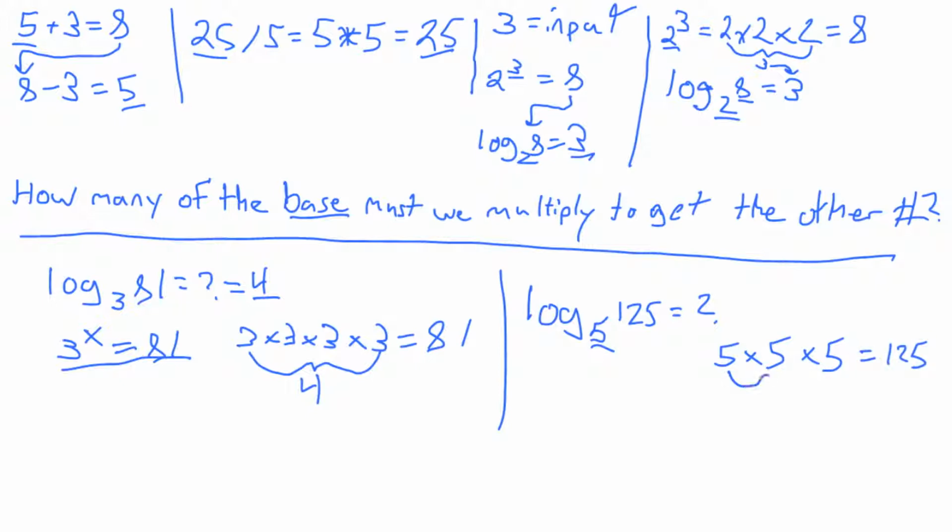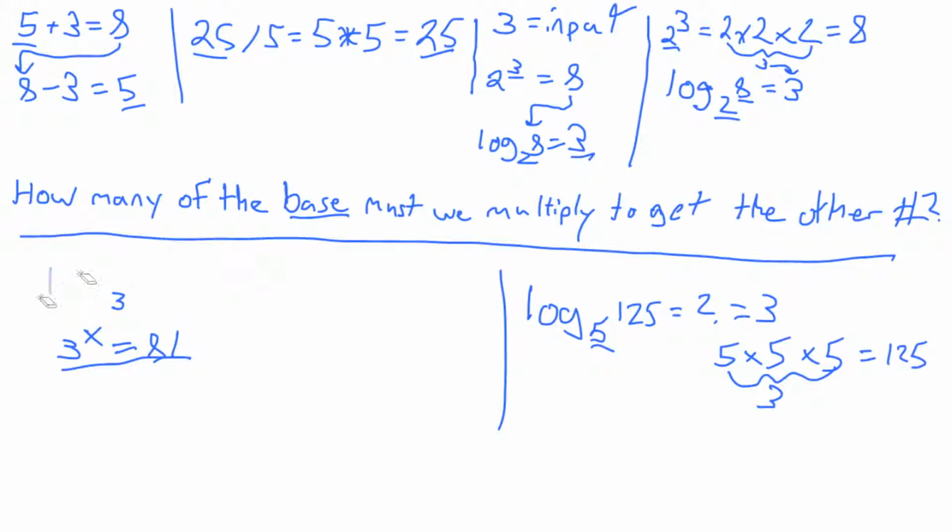That means I've multiplied 3 5s to get 125, so the solution is 3. Now, what if we have fractions? Everybody's afraid of fractions, so I'll throw in one of those.